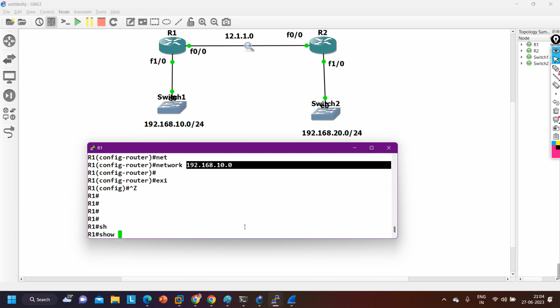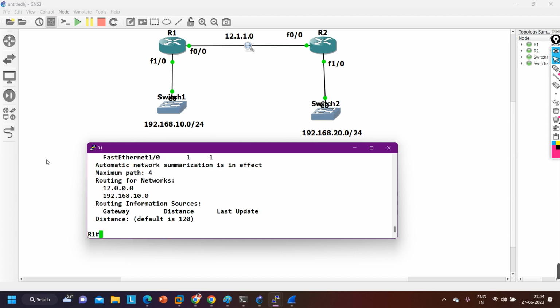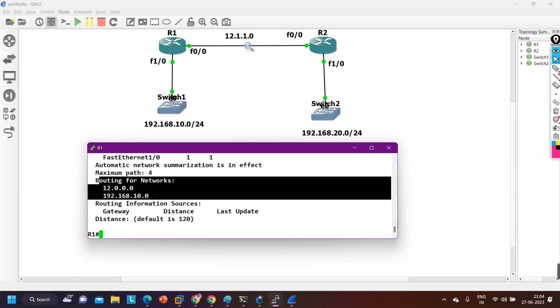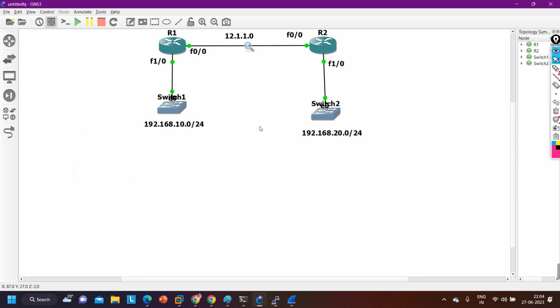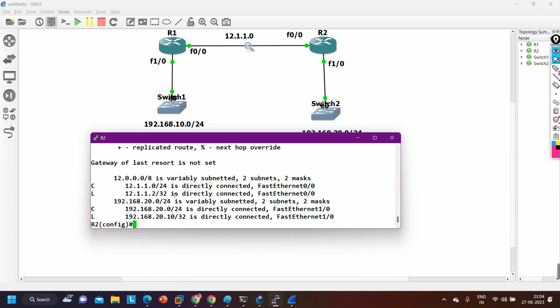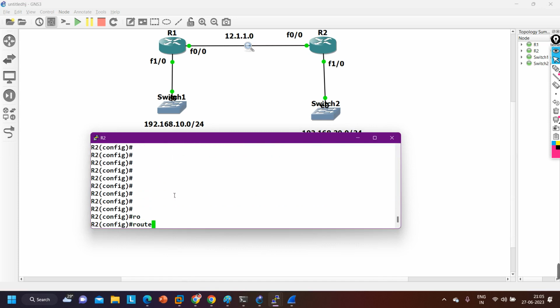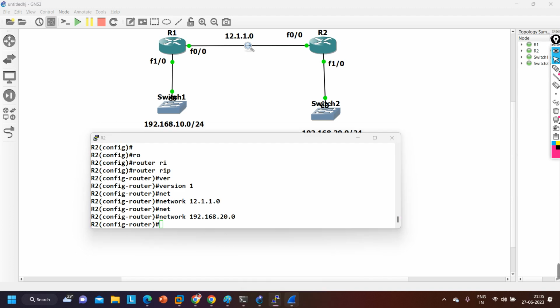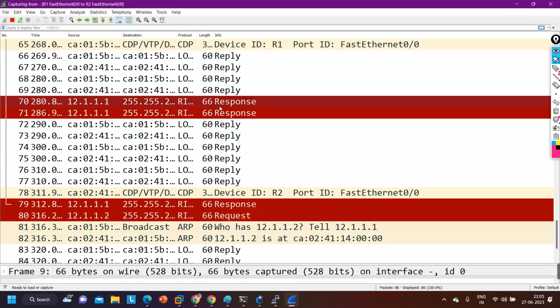Done. By running the show IP protocol command, you can see over here routing for 2 networks now. And now I am going to enable RIP on router number 2. Router RIP version 1, network 12.1.1.0 and network 192.168.20.0. Through the network command I have enabled RIP on both interfaces.